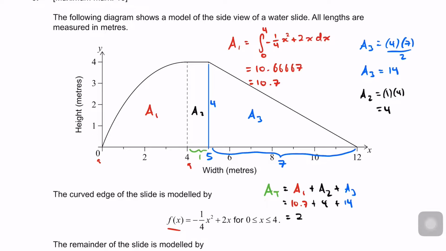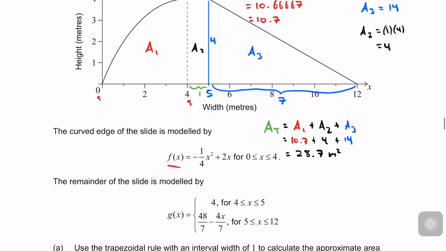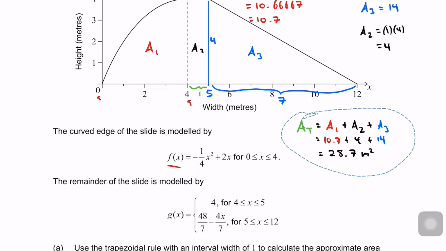There we go. 28.7, and I guess if we wanted, we could write meters squared as well. All right, 28.7. That looks good. 28.7 is our exact area of this slide.